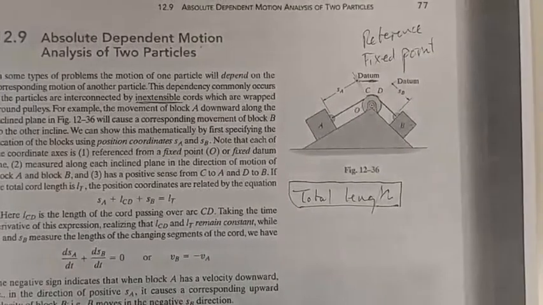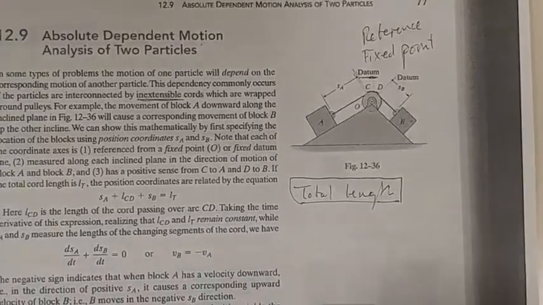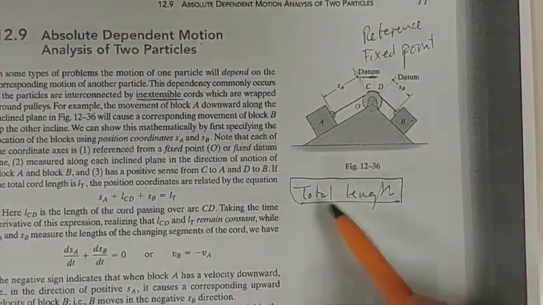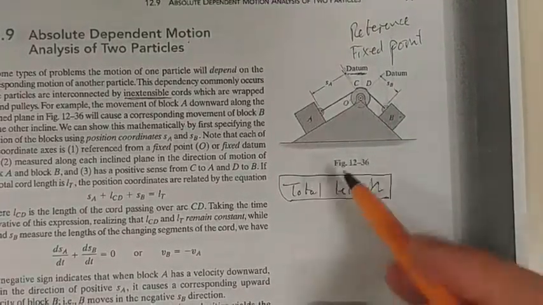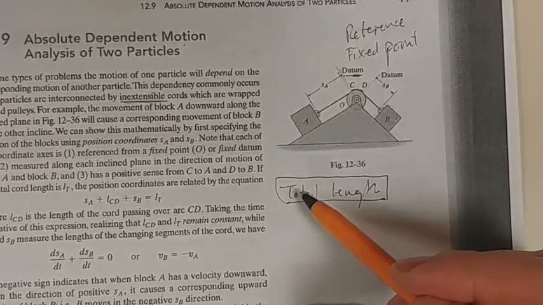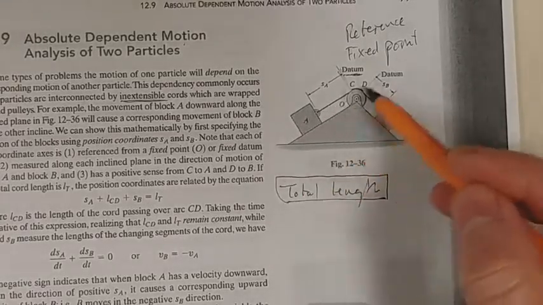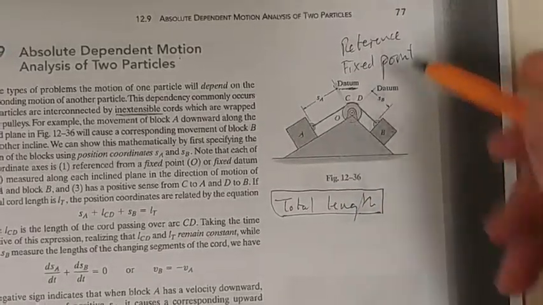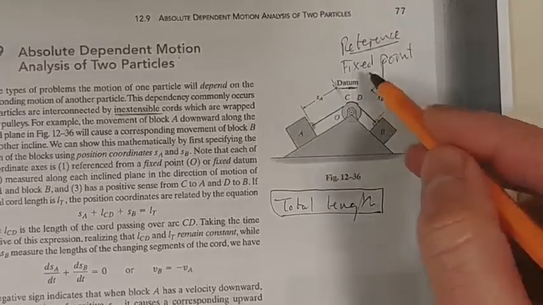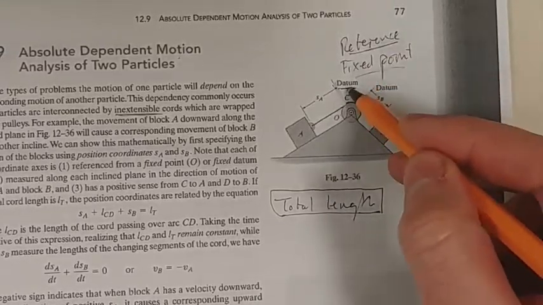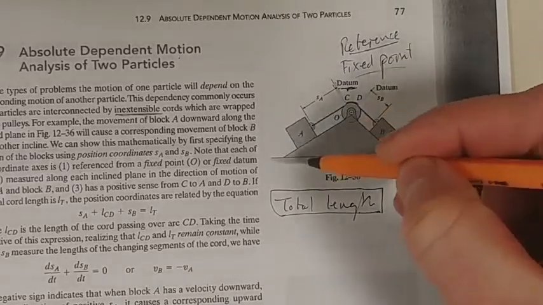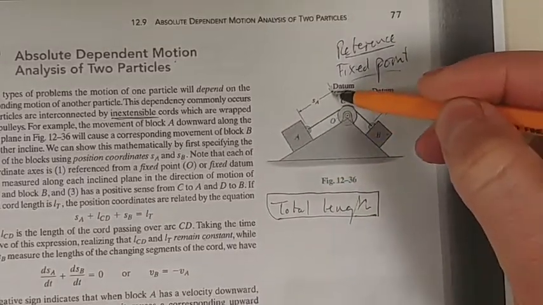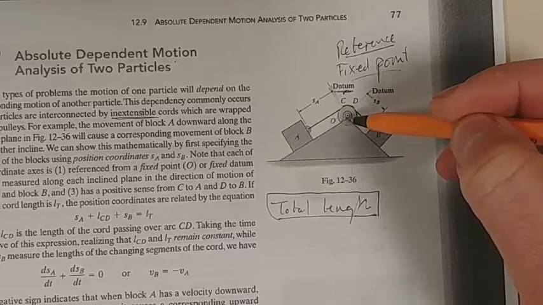How do we get to this total length? Once we get to it, then we'll see why we want it and how we use it. Well, the first thing we want to do in order to determine the total length of this chord is set up a reference frame, or a fixed point, or a datum. We want to set up our datum. A datum is just a point in your system that is fixed. It doesn't move over time.